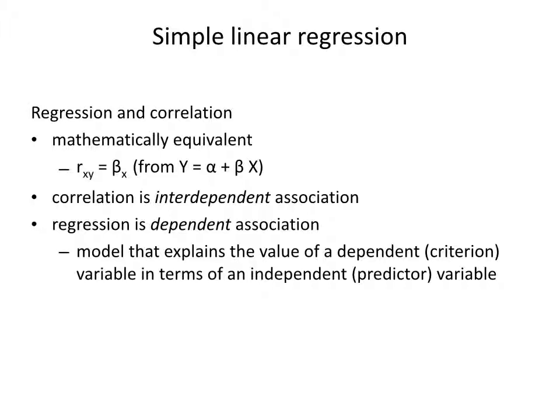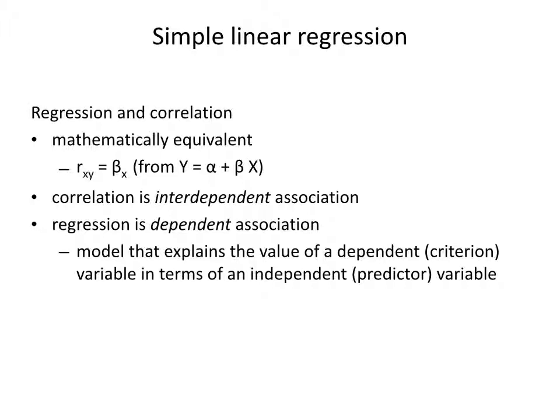They have different conceptual bases. Correlation is conceived as an interdependent association. That is, it's a reflection of the shared variance between two variables. Regression, on the other hand, is conceived as a dependent association. One of the variables is a cause and the other is an effect. So the value of one variable depends on the other.